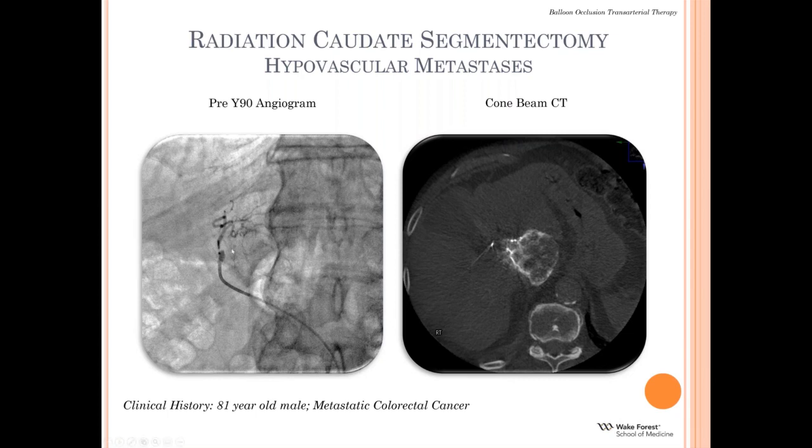Again, we get our 4-French catheter out. We got our balloon occlusion catheter out. We put the balloon up, and you can see on the cone beam that there's very nice staining of this tumor with no collateral deposition of contrast outside of the caudate.